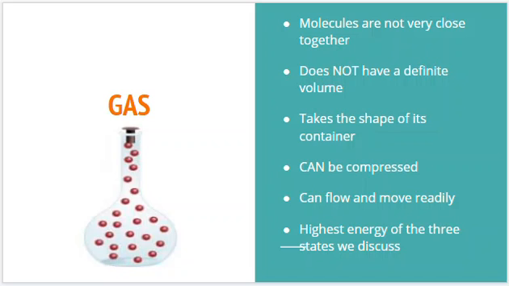Our gases is where our molecules are most spread apart. They do not have a definite volume. They do take the shape of the container. They can be compressed, they can flow and move readily, and they are the highest energy of the three states that we discuss.